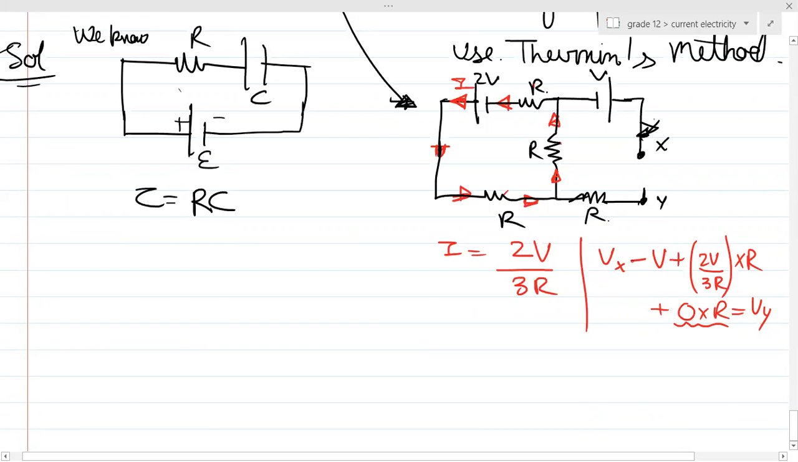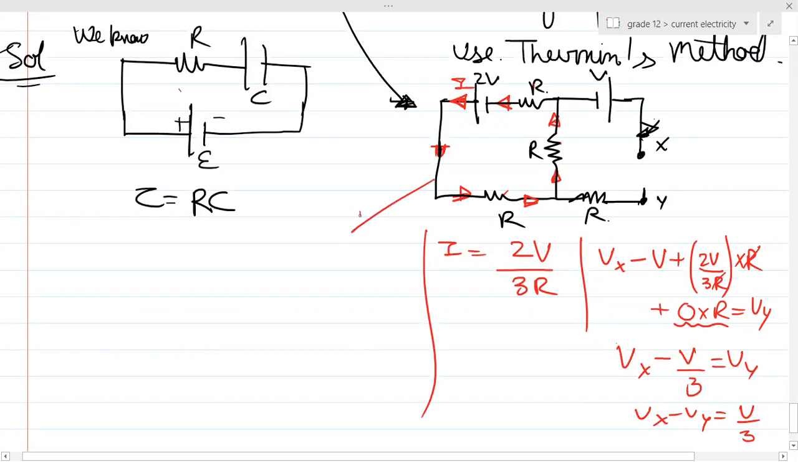Can you see, from here R and R will get cancelled. Minus V plus 2V by 3 is V by 3, right? So Vx minus V by 3 is equal to Vy, and from here Vx minus Vy is equal to V by 3. So basically V by 3 you got.